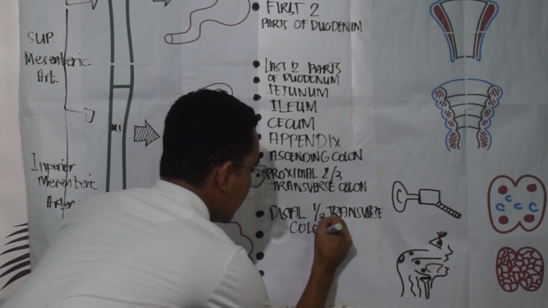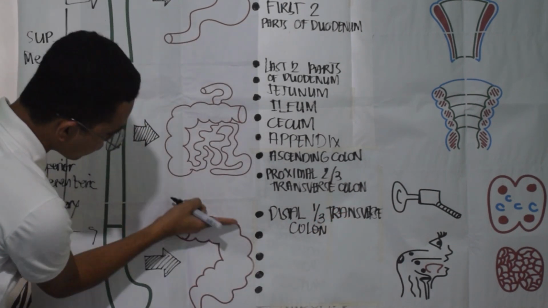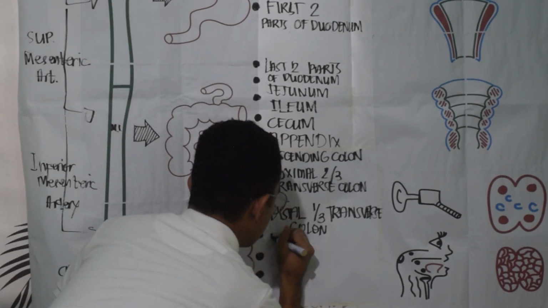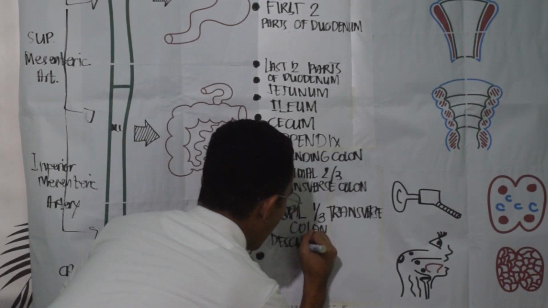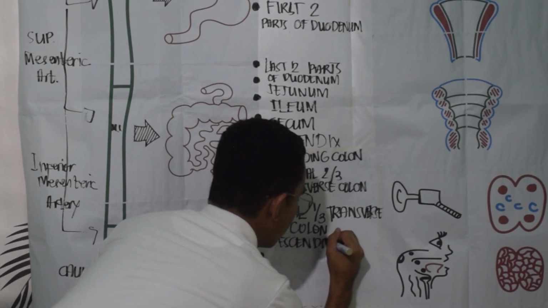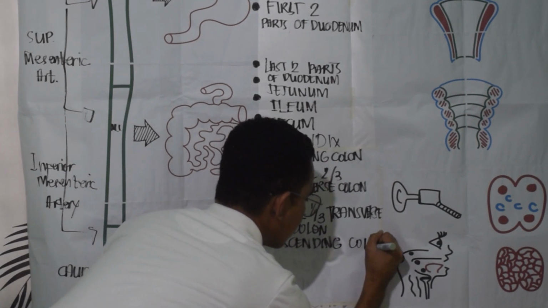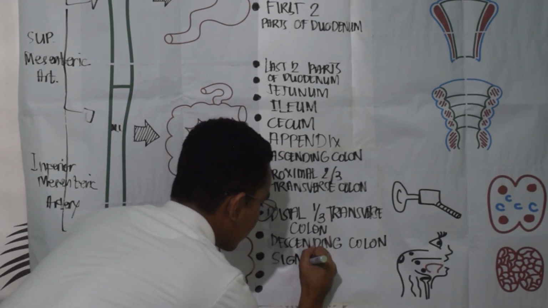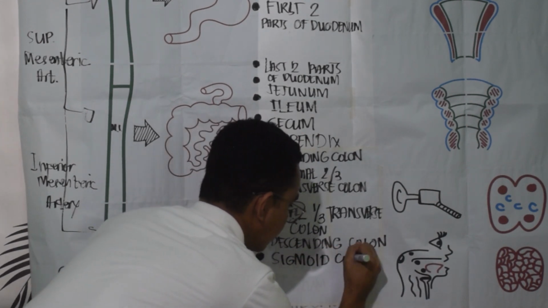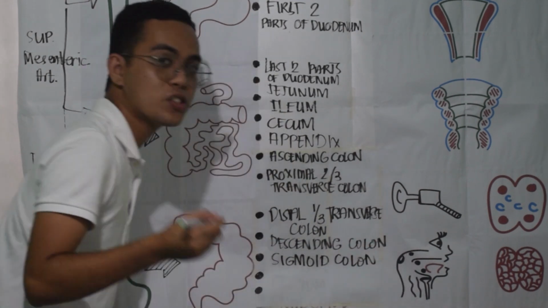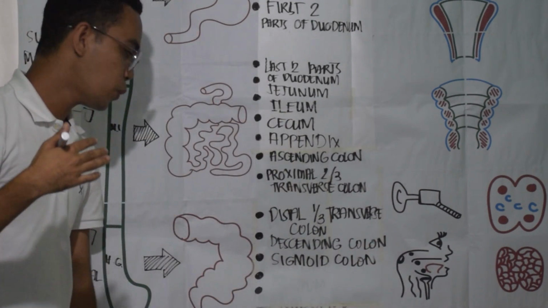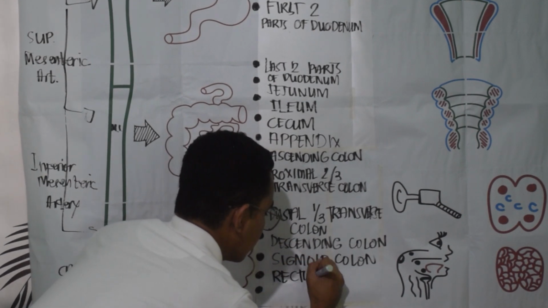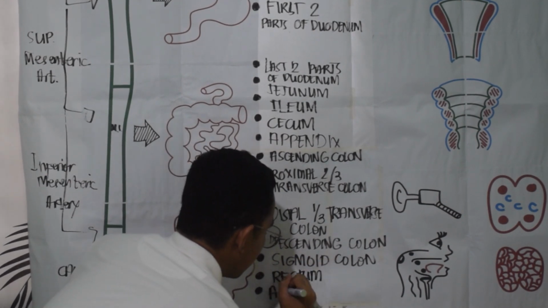Next is your descending colon, followed by what? Try to guess. It's the sigmoid colon. Correct. And the last inches of your gut tube is the rectum and anal canal.